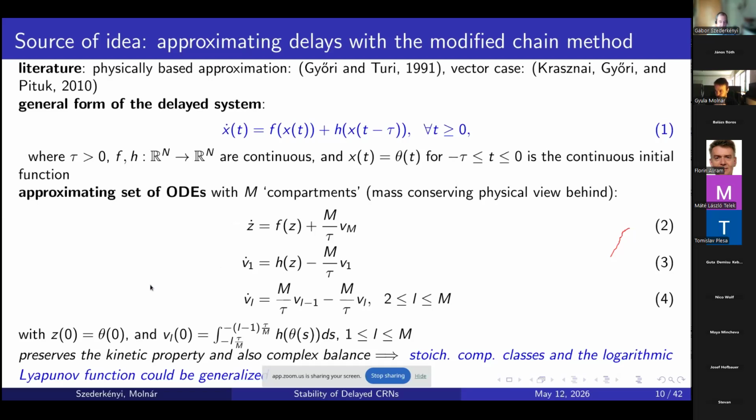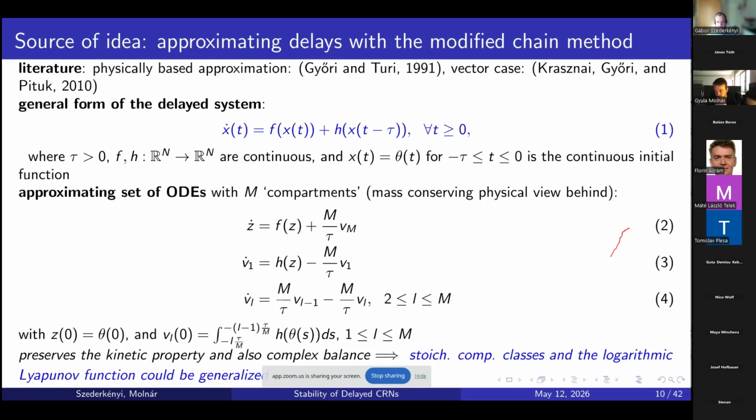And we can easily show that this approximation preserves the kinetic property. So if the original differential equation is kinetic, then the approximation will also be kinetic. And it also preserves complex balance, which means that we could generalize the stoichiometric compatibility classes and the logarithmic Lyapunov function. How? We wrote the logarithmic Lyapunov function as a sum of the functions of the state variables, and we just tried whether, if we change the sum to an integral, so if the number of compartments goes to infinity, it will work as a Lyapunov-Krasovsky functional or not, and it worked.